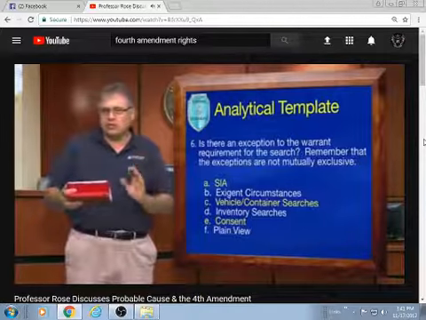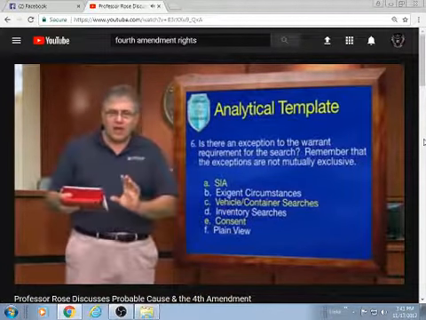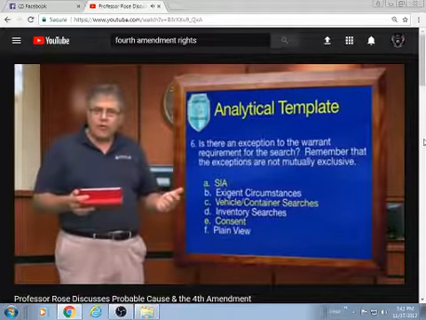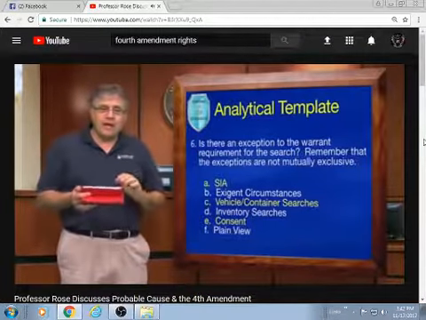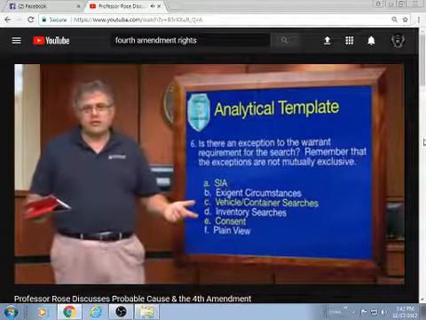They're not mutually exclusive from one another. What does that mean? It means that I could have one, I could have a couple, I might have 3 or 4, I might have one that straddles both. The first one is search incident to arrest.